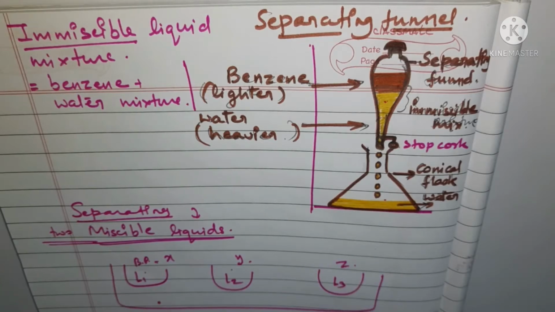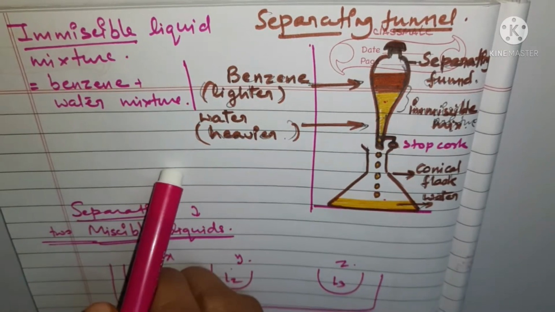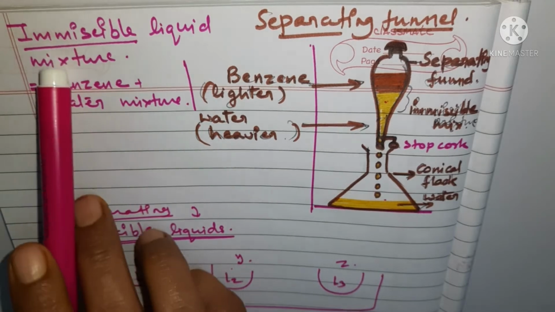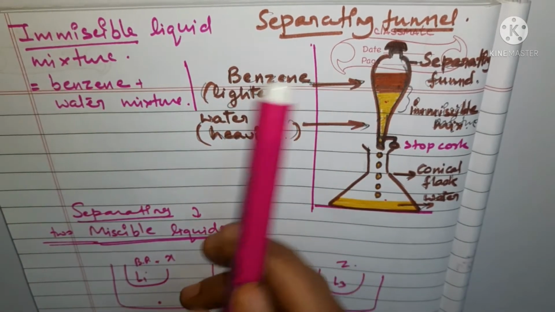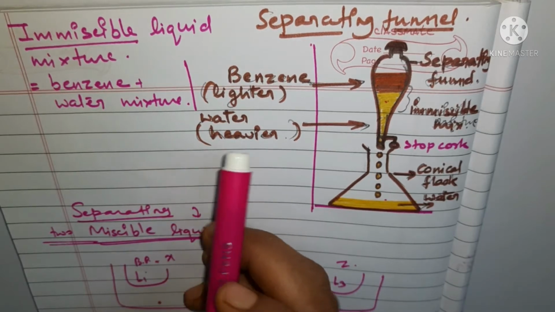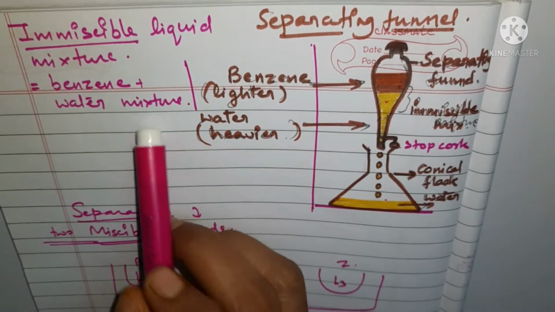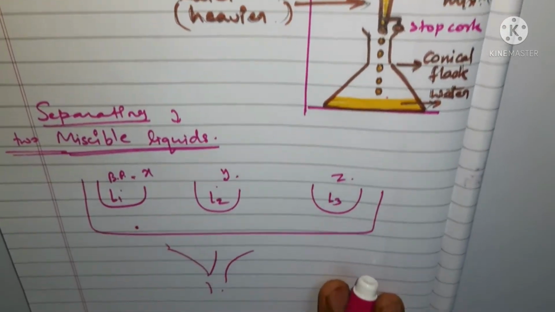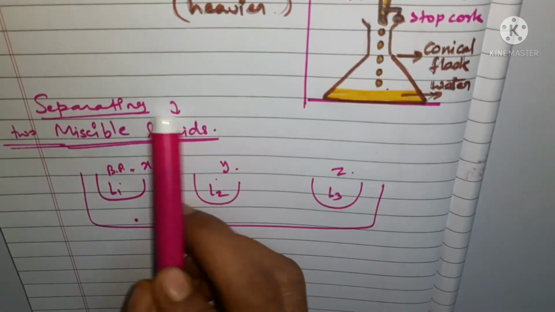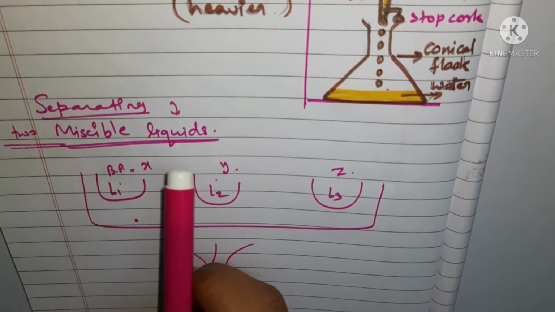If you remember, in the previous session, we went through the method of separation of two immiscible liquids, right? We used a separating funnel and the principle of difference in density of the liquids, right? Now here we have another mixture, where we are given two or more miscible liquids.